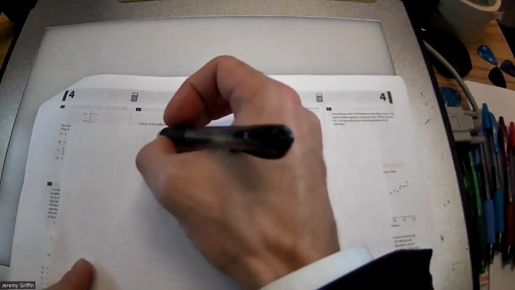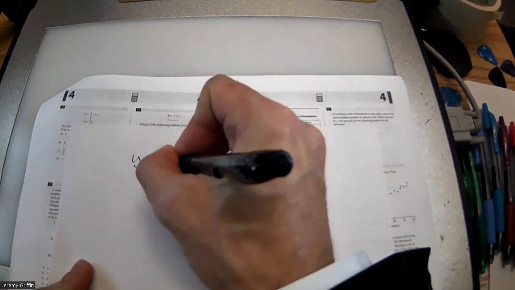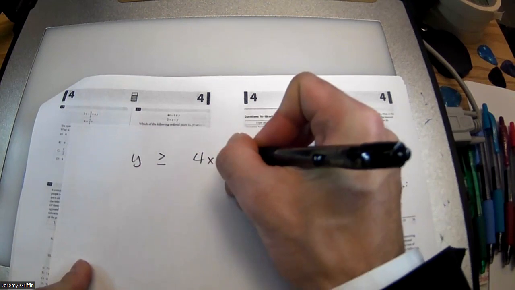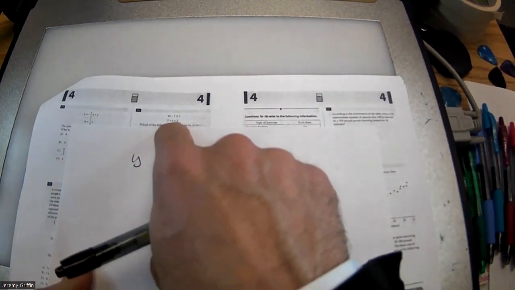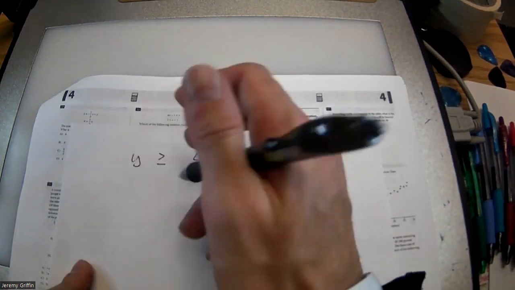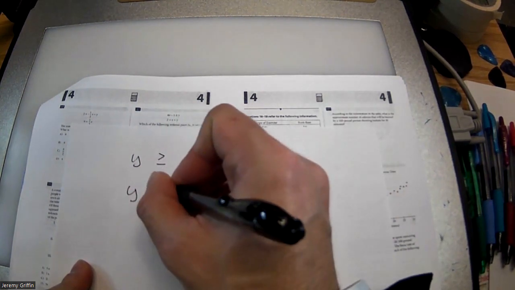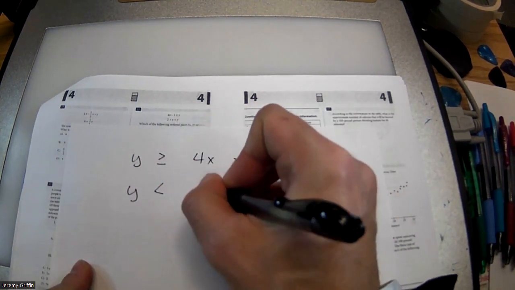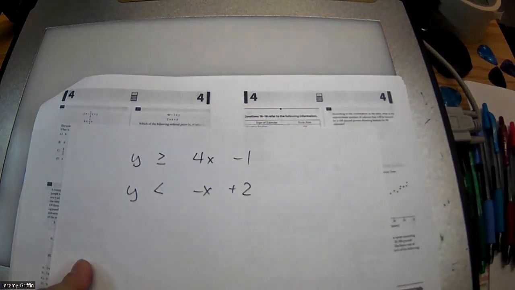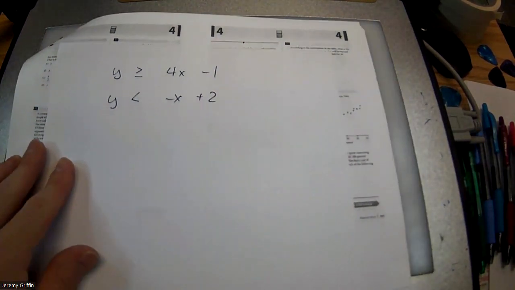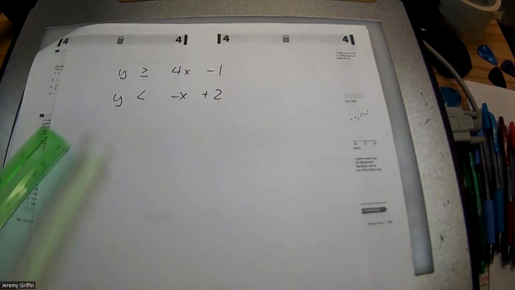So we've got y is greater than or equal to 4x minus 1. And also this bottom one, if I shuffle it around a little bit, says y is strictly less than negative x plus 2. Okay, you do that? And let's see what these are going to look like.